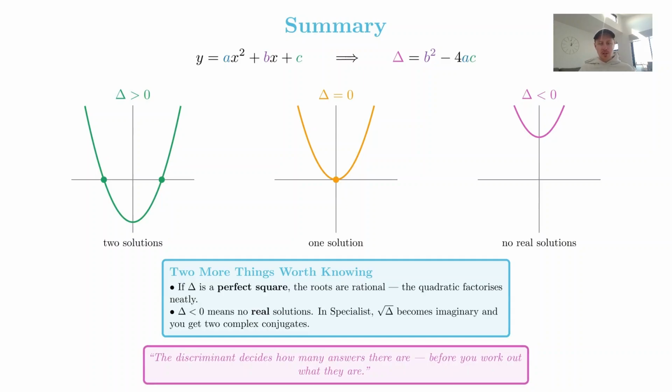But yeah, the discriminant decides how many answers there are before you work out what they actually are. So it does this discrimination for you, and it can be a good sanity check, because when you're trying to solve these quadratics and you're wondering how many solutions you're going to have, 1, 0, or 2, the discriminant can tell you whether the kind of working out you're doing is working out. That was a bad way to phrase it.